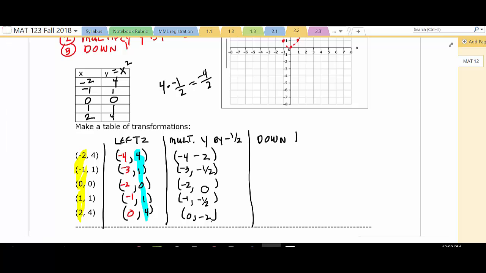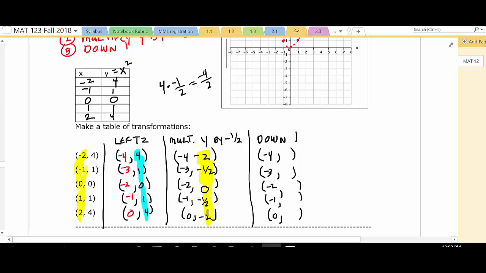Okay, all right. Now what we're going to do is we're going to do down 1. So that means the x values, we already got the x values. Just write them down. Okay, and now what we're going to do is you just do this in your head. You take all of these y values, and all those y values just go down 1. They get smaller by 1.